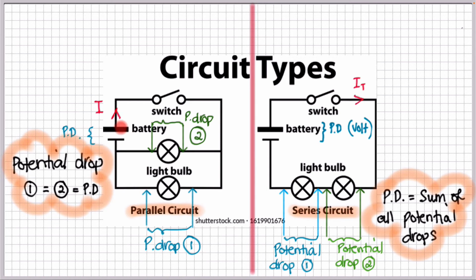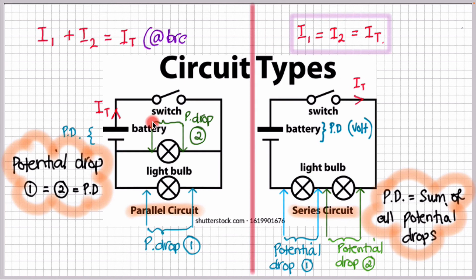Now, if we were to consider the current in both these circuits, let's again start with the series circuit. The current across the circuit remains constant, so as it passes through each of these resistors, I1 is equal to I2 is equal to the total current. So the current here and the current here is equal to the total current in the circuit.